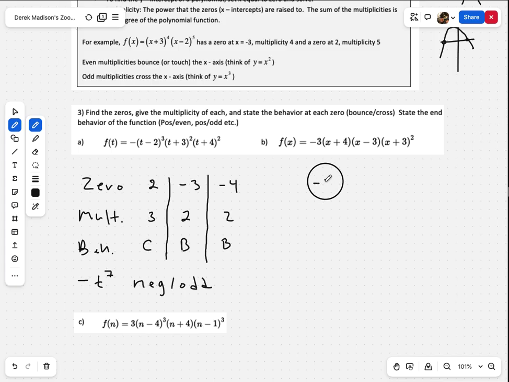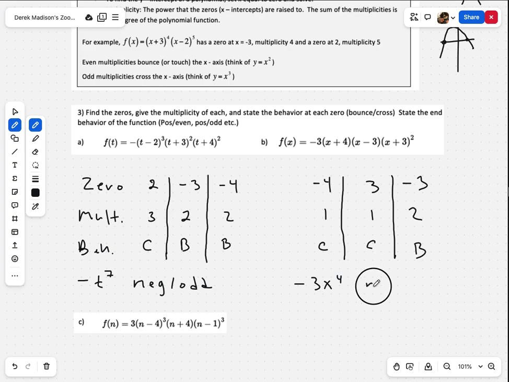So I would have a 0 at negative 4, I'd have a 0 at 3, and I'd have another 0 at negative 3. And this will be multiplicity. There's nothing there, so that's an invisible 1 for both of those, and this one would be 2. Odd multiplicities cross, so that'd be a cross, and that one's going to be a bounce. And then this is negative 1, 2, 3, 4 x's, because that one's squared. So negative 3x to the 4th means this one is negative even.